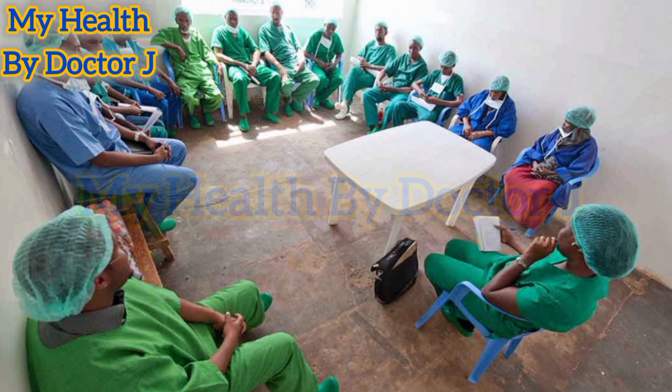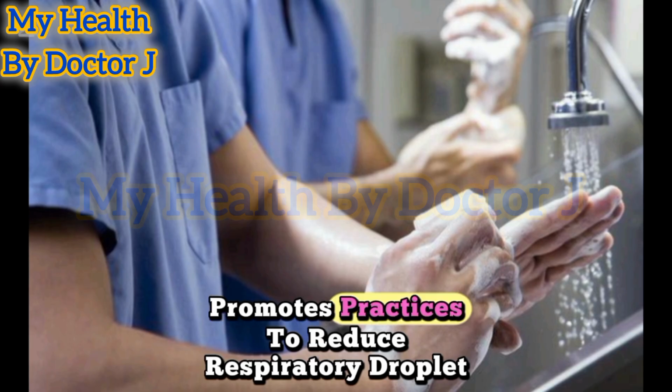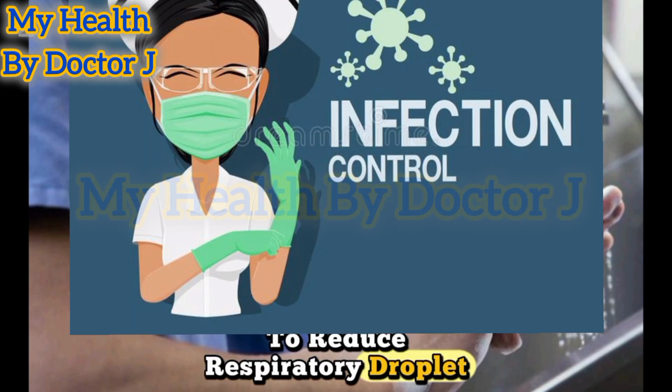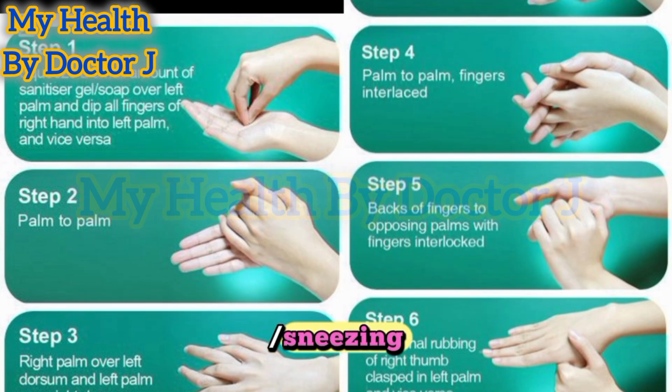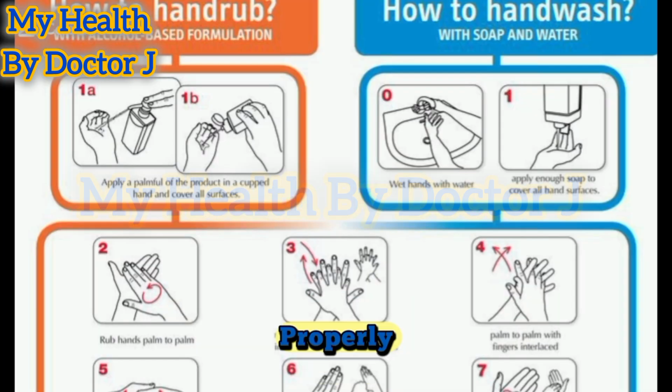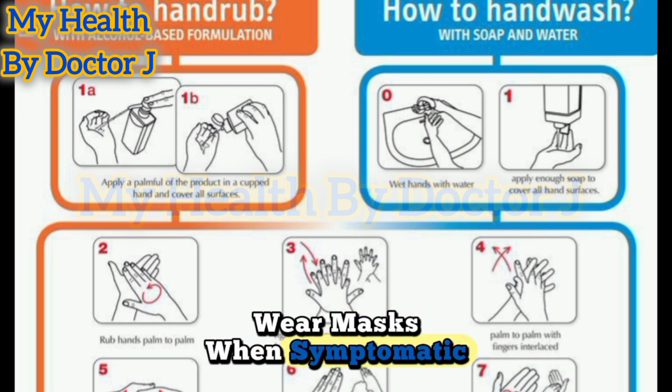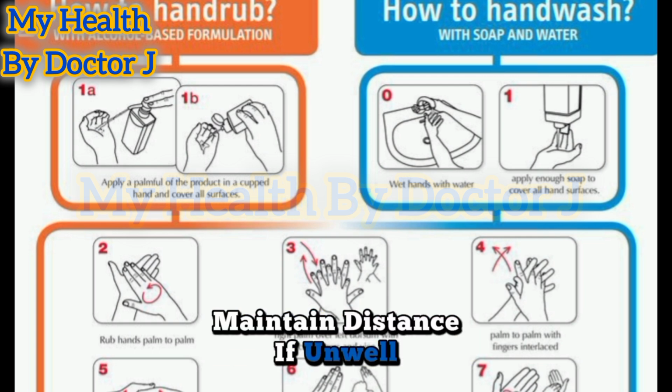6. Respiratory hygiene and cough etiquette. Promotes practices to reduce respiratory droplet transmission. Cover mouth and nose when coughing or sneezing. Use tissues and dispose of them properly. Wear masks when symptomatic. Maintain distance if unwell.